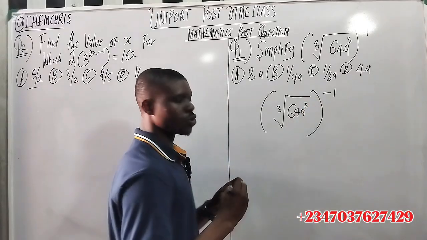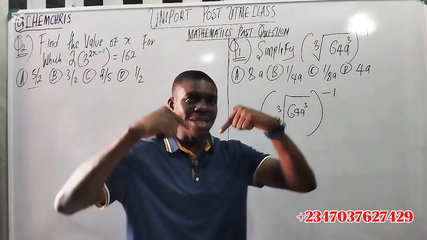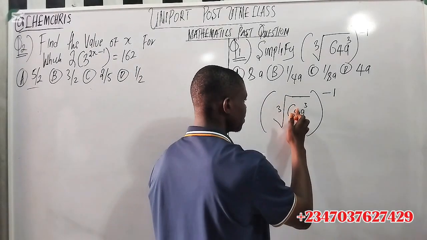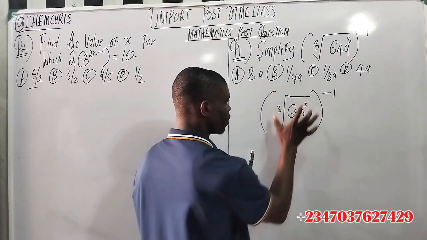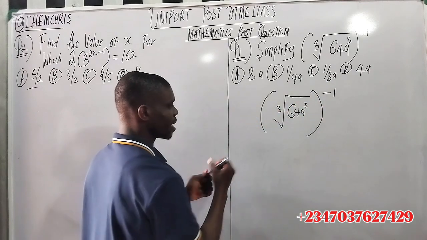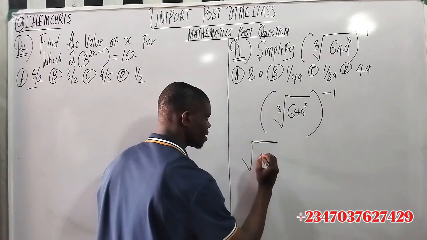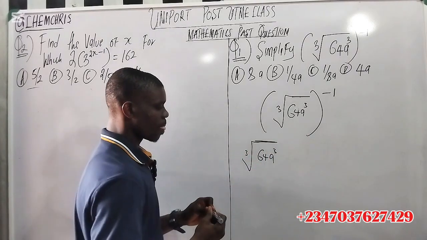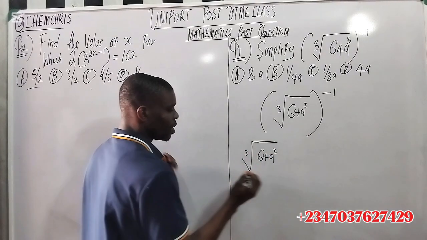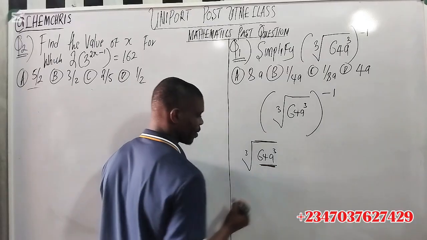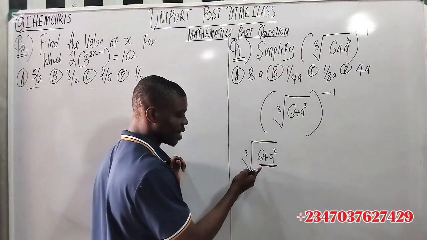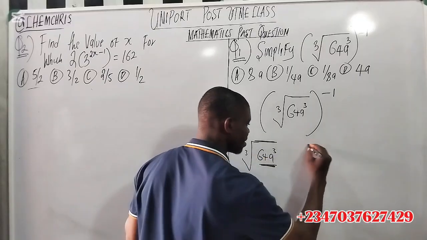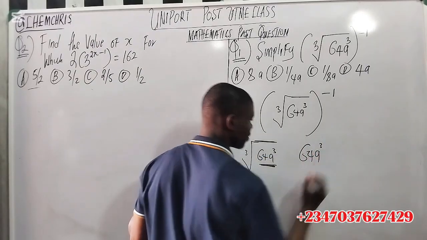Now, what I want to do here: you start from the inside, you don't start from the outside. You look at the inside here. So let us pick this one. If you pick this, we have the cube root of 64a^3. Let's break this down. So if you bring this out, 64a raised to power 3.